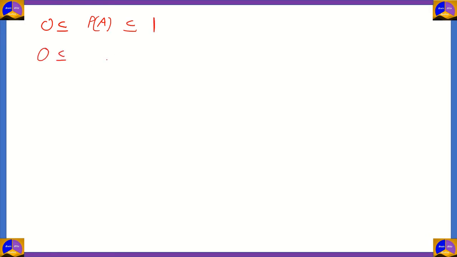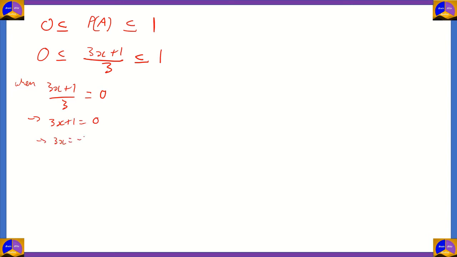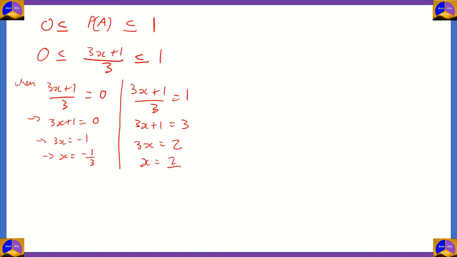So if we put the value of P of A, then that will be 0 less than or equal to (3x plus 1) divided by 3, less than or equal to 1. Now what you need to do is take the value of (3x plus 1) by 3 as 0 and as 1. So when (3x plus 1) by 3 equals 0, that means 3x plus 1 equals 0. So 3x equals minus 1. X equals minus 1 by 3. So that's the first part. The second part for P of A is to take (3x plus 1) by 3 as equal to 1. Let's draw a line to separate them. So 3x plus 1 is equal to 3. 3x is equal to 3 minus 1, that is 2. X is equal to 2 by 3.